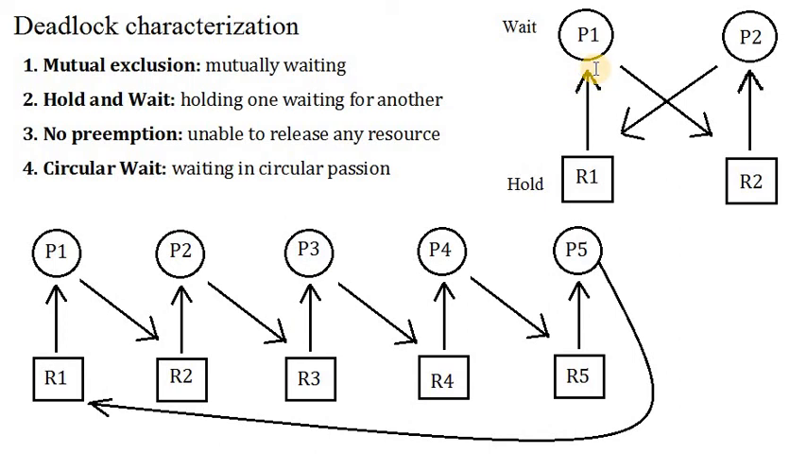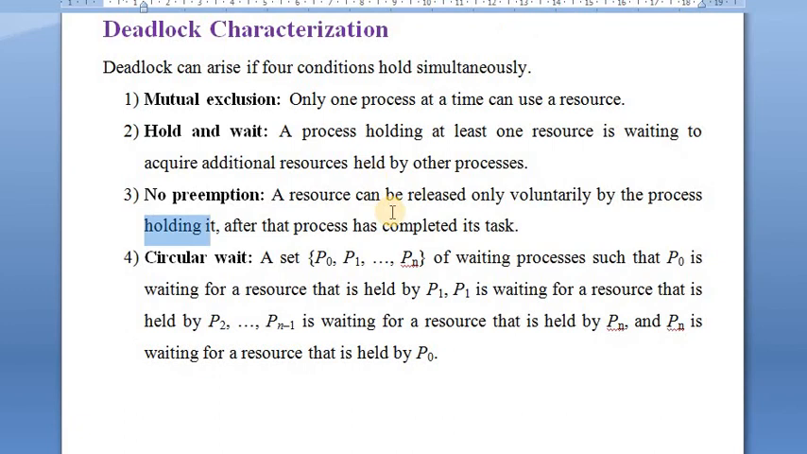Okay. Finally, circular wait. So what is circular wait? A set of n processes, starting from P0. P0 means the first process, right? P0 is waiting for P1, P1 is waiting for P2, P2 is waiting for P3, and so on. Pn minus 1 is waiting for Pn, and Pn is waiting for P0. That means the nth process is also waiting for the first process.